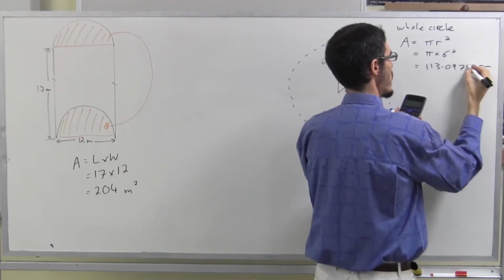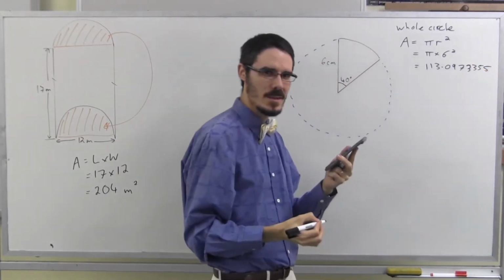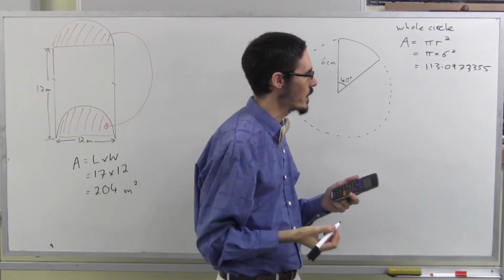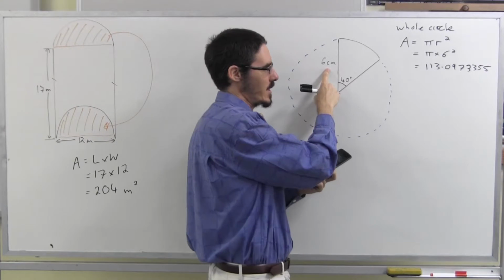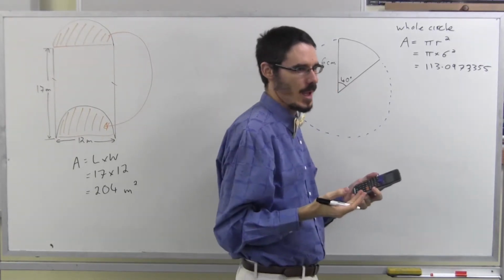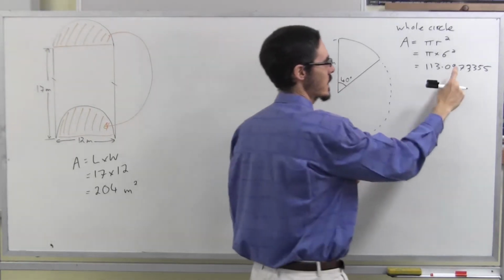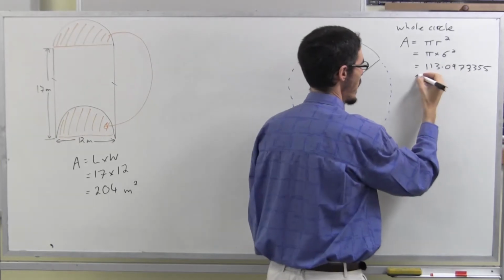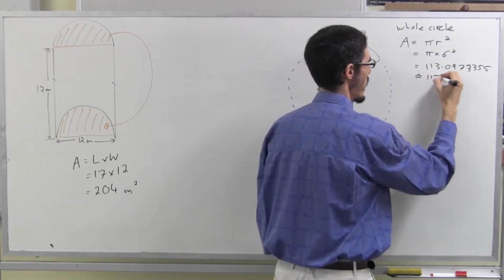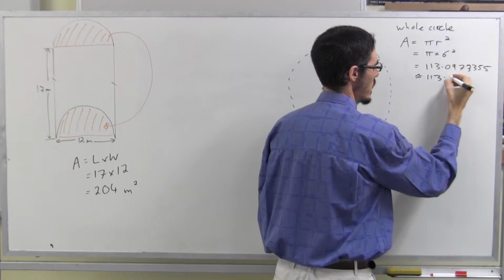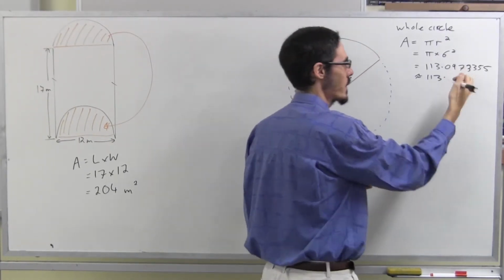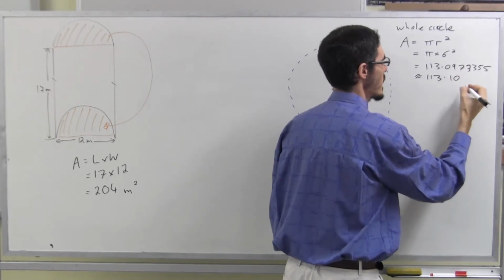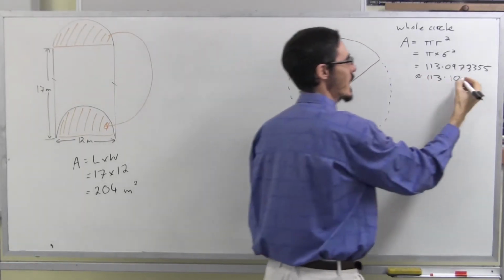113.09733355. Do I need all those digits? Well, I'm not sure. I'm using centimetres, so let's just make an arbitrary decision and round off to 2 decimal places. That's going to be 113 point. That digit's going to round up because this digit's more than 5. So it's actually going to be 113.10 square centimetres.